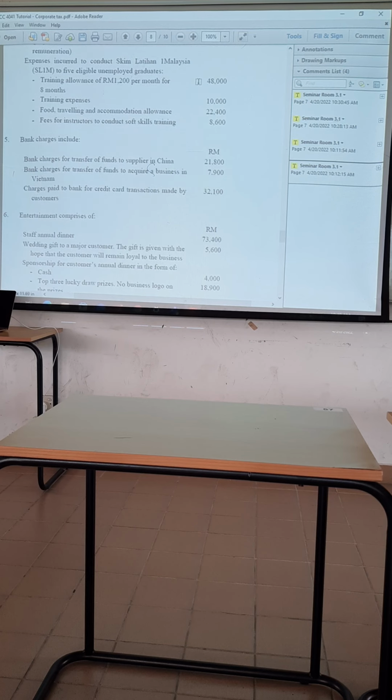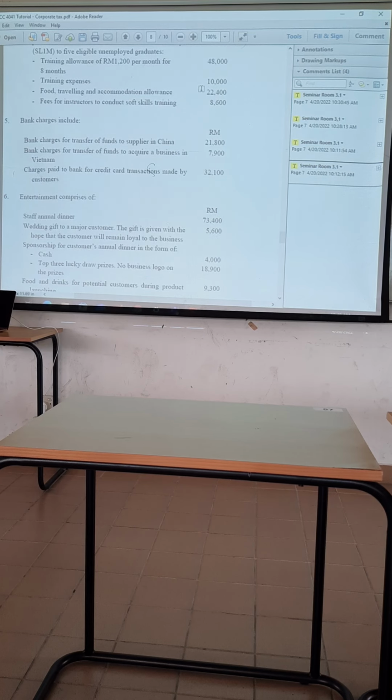Okay, bank charges is an expenditure, so you have to decide whether the bank charges here are related to your business or non-business. Bank charges for transfer of funds to a supplier in China: anything to do with a supplier is your business, so no adjustment, it's allowed. Bank charges for transfer of funds to acquire a business: when you want to acquire another business in Vietnam, that is a capital expenditure. It's not allowed.